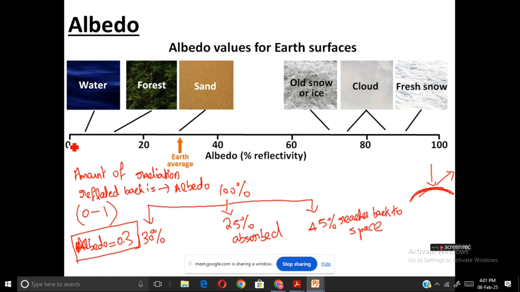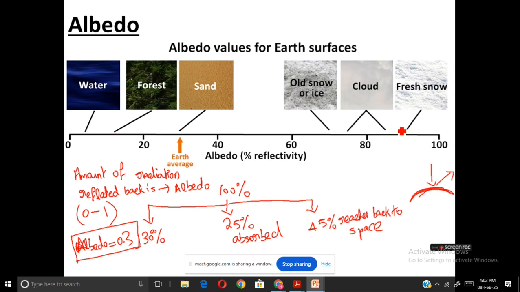So water has the lowest albedo or reflectivity, which is close to 0, whereas forest has 10%, which means 90% is being absorbed by the forest, whereas 10% is being reflected back. And then we have sand. Sand has an albedo of around 30%, which means 30% is being reflected back and 70% is being absorbed.